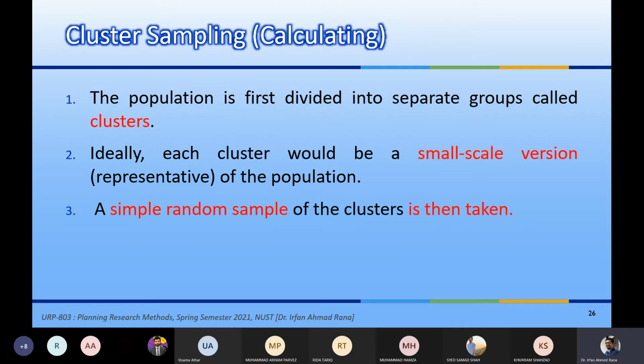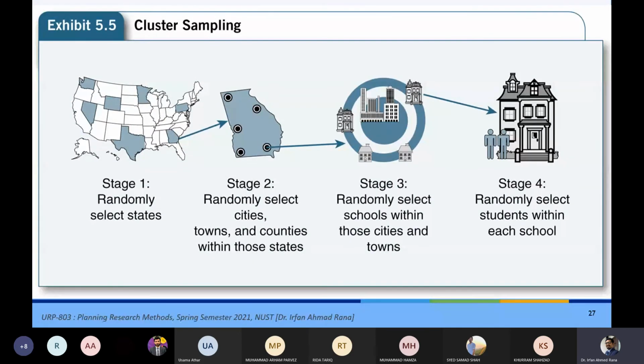Simple random sampling is, of course, always there. I want to show the figure. So what we are going to do is randomly select some areas in your country, then different cities, and then different communities.